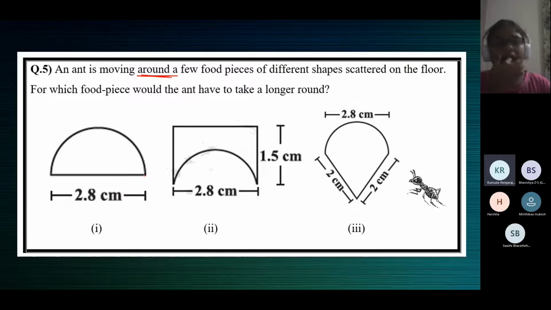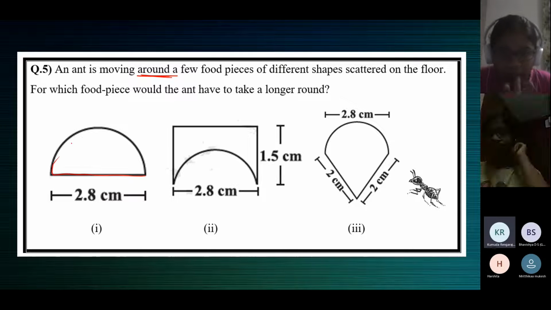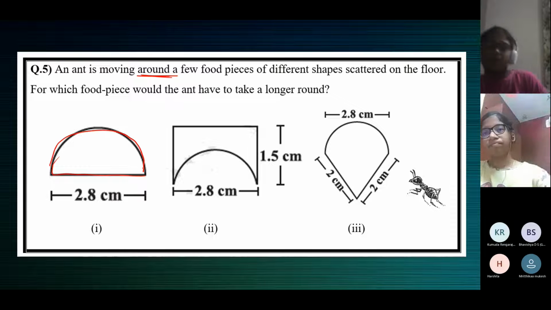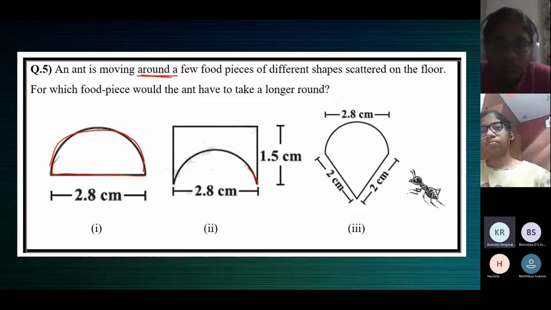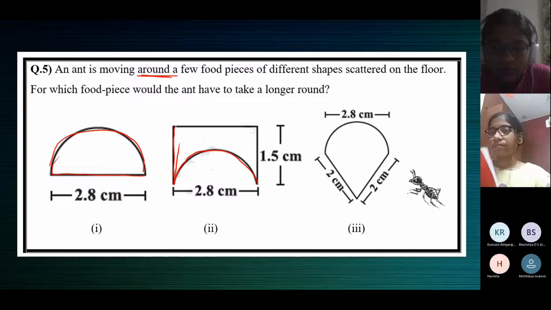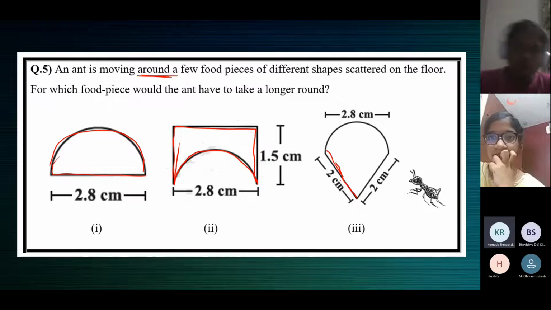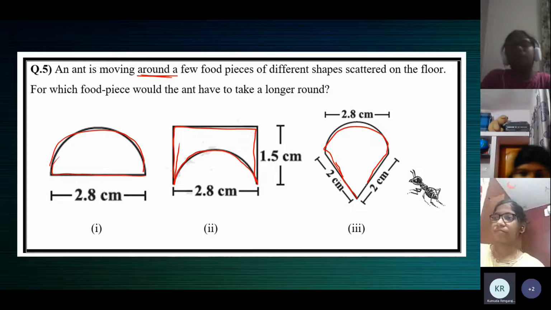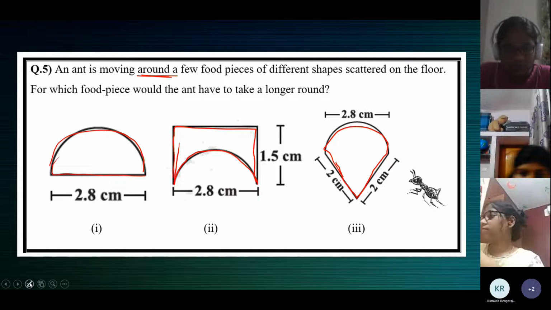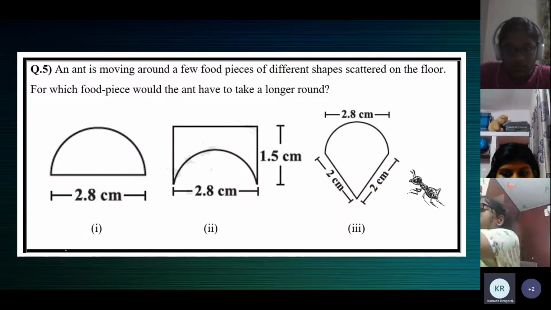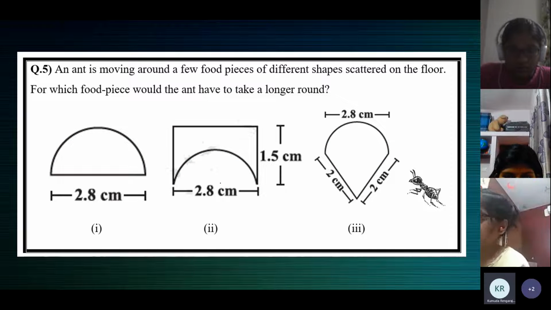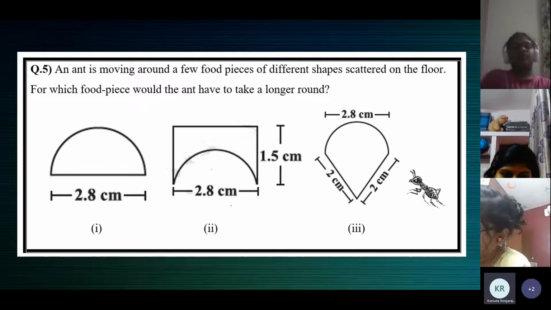So this is one food piece. The ant is going along the boundary of this food piece. Then this is the other food piece. So the ant goes along the boundary of this food piece. And this is the third food piece. The ant goes along the boundary like this, the boundary of the third food piece. So where the ant has to take a longer round is the question. Wherever the perimeter is more, there the ant will take a longer round.